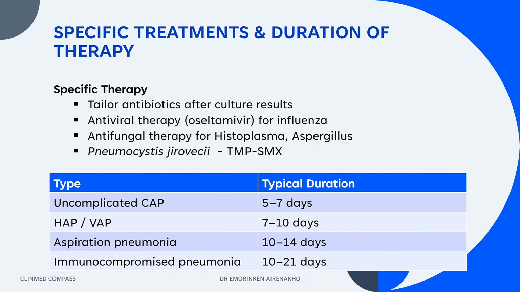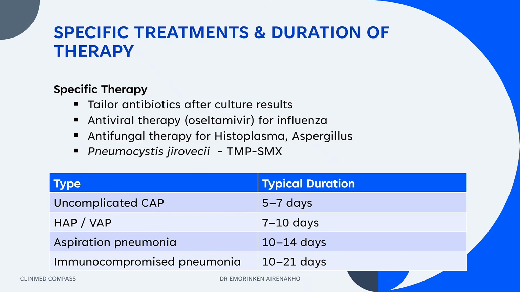It is important to state that you tailor antibiotics after culture results are out. Other specifics are antiviral therapy for viral pneumonia, like influenza, and antifungal therapy for Histoplasma, Aspergillus, Candida, and others. For Pneumocystis jirovecii infection, you may think trimethoprim-sulfamethoxazole.